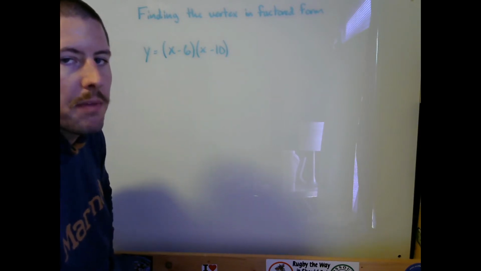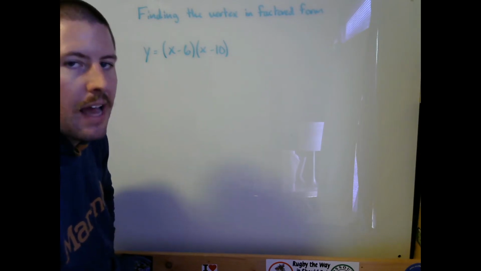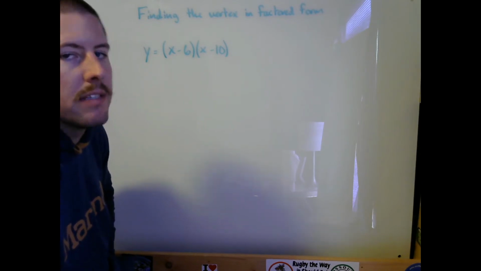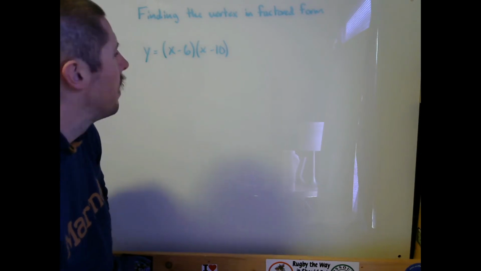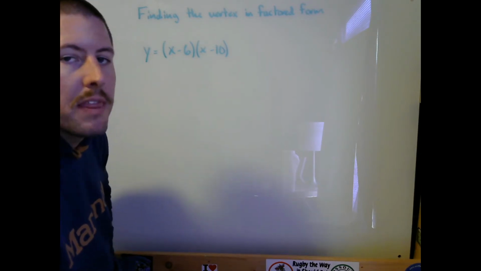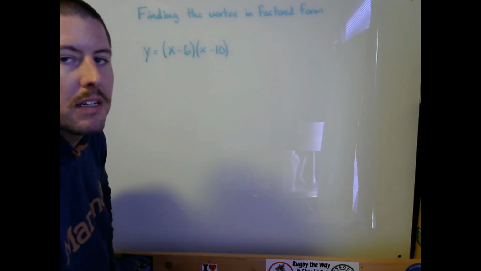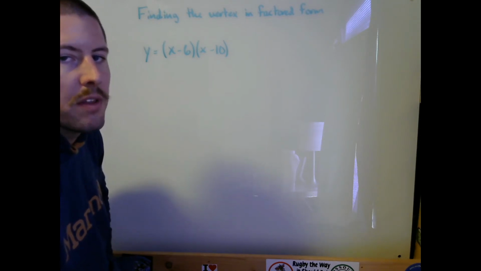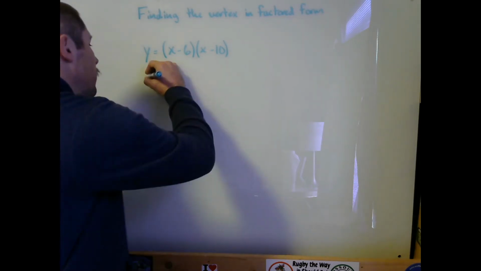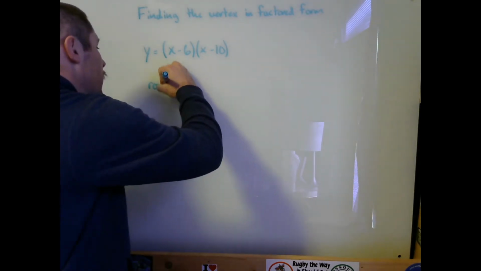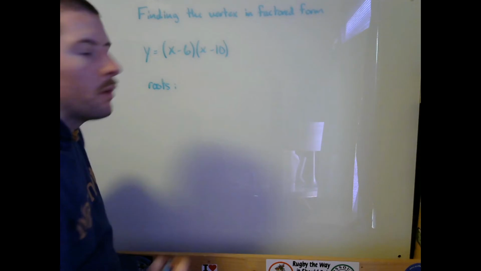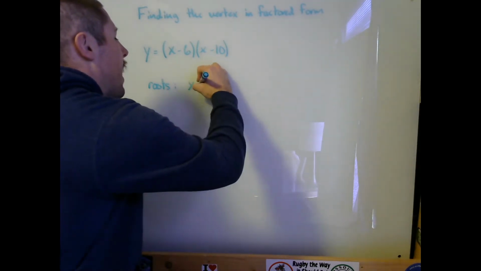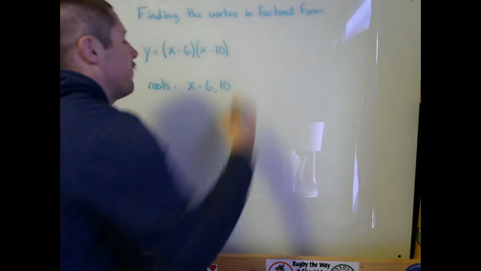What I think is a little bit easier to do is to stop and say, what information can I get easily, and how does that help me find the vertex easily? I don't want to do a bunch of work here. So even though our goal is to find the vertex, my first thought, since I'm in factored form, is that it's really easy for me to identify where the roots are located. In this example, we can see that the roots are located at 6 and at 10.